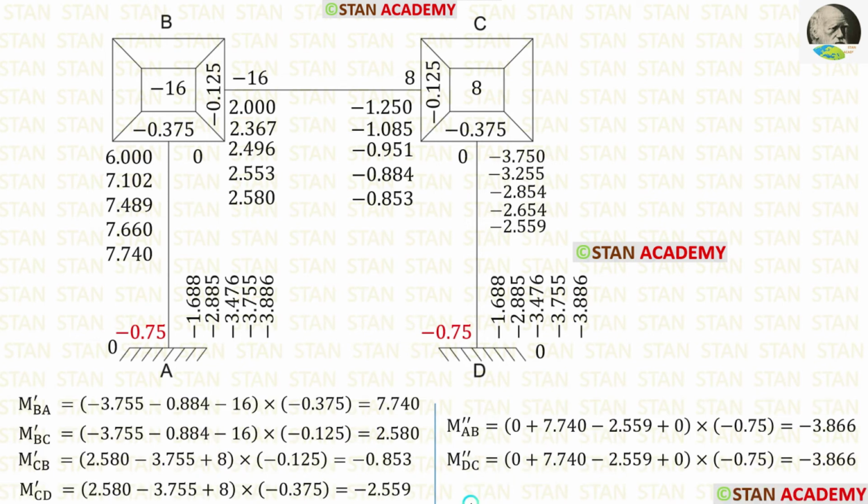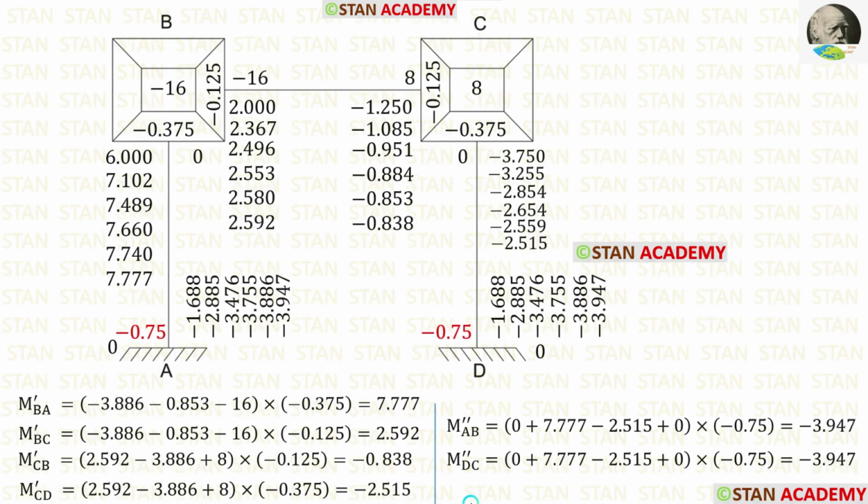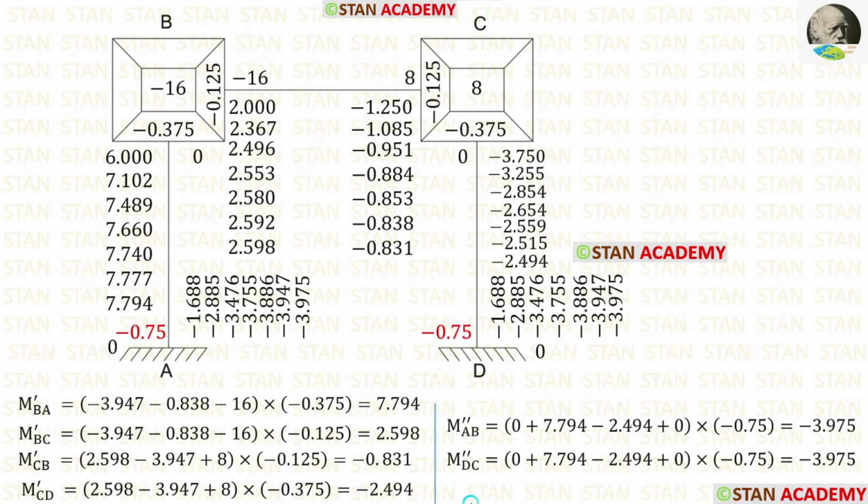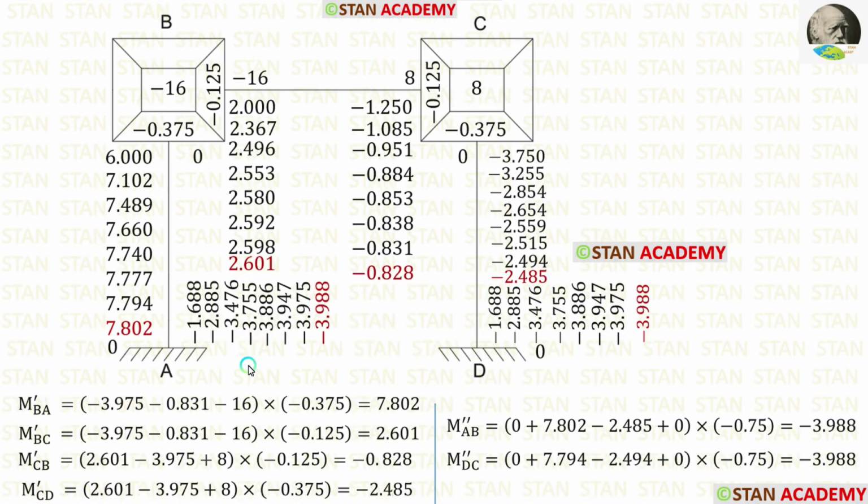Here I have done the fifth iteration, here sixth iteration, here seventh iteration, and finally the eighth iteration. I have stopped in the eighth iteration, but you can stop in the fourth or fifth iteration. In the fourth or fifth iteration, you will get approximately equal answers. If you do more iterations, you will get accurate answers. Still, we can stop in the fourth or fifth iteration because we will get approximately equal answers.